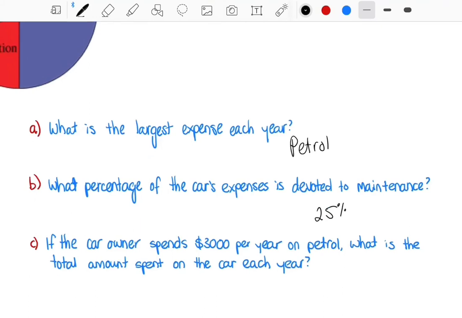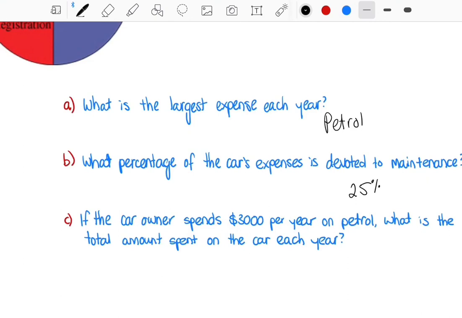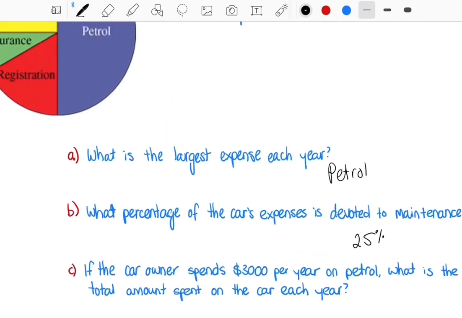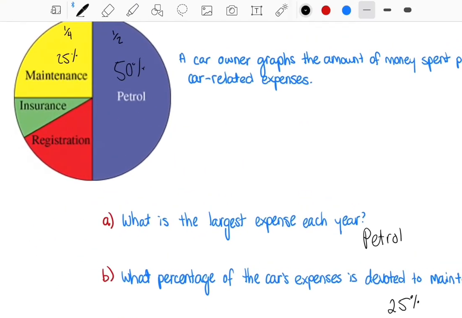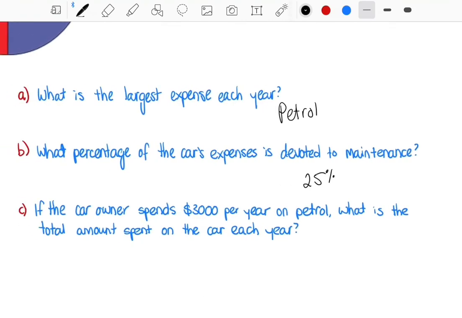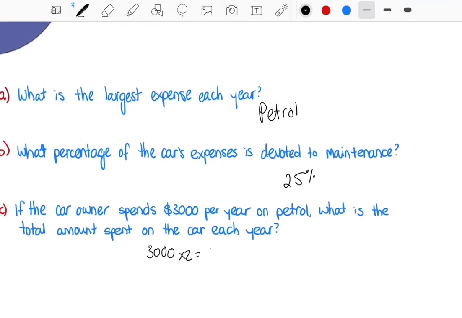Okay, and the last question is, if the car owner spends $3,000 per year on petrol, what is the total amount spent on the car each year? Alright, so petrol is half of the cost. So if he's spending $3,000 on petrol and that's half of his cost, to find out what it would be for all of it, we're going to go 3,000 times 2. And that just takes us up to what the full amount would be. So it's $6,000.